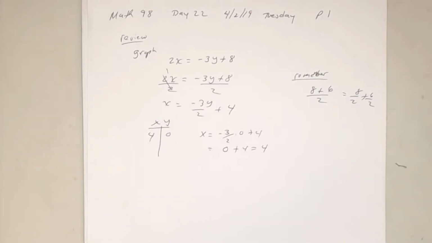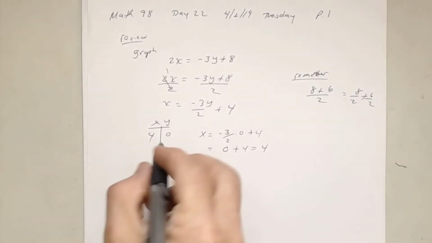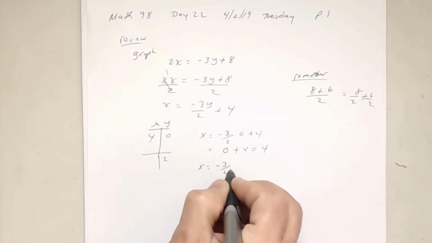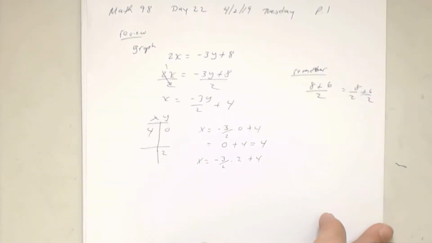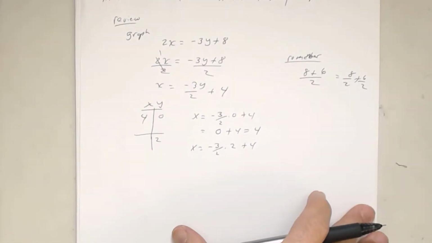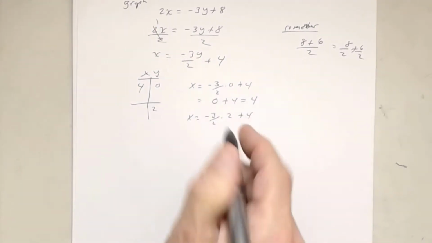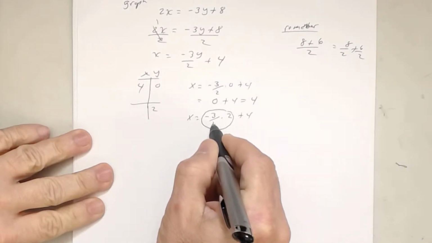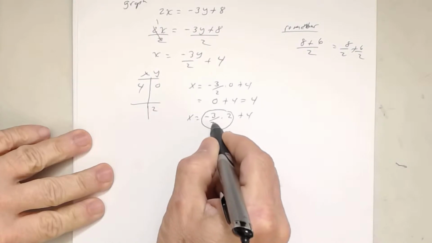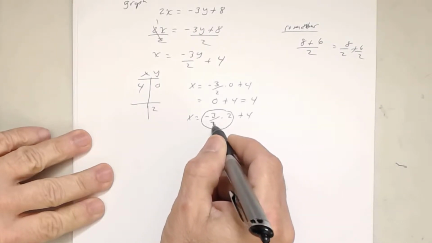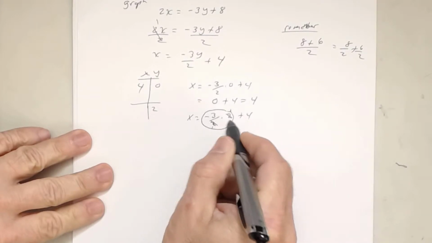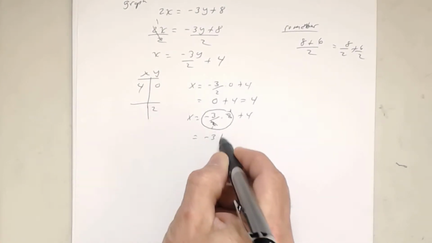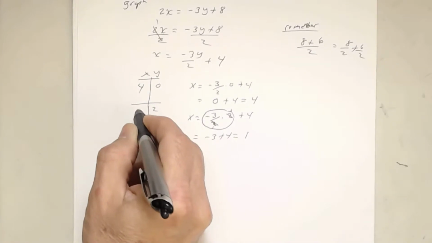What's another nice number to use for y? 2. So if y is 2, I get x equal negative 3 halves times 2 plus 4. Remember, the whole point of choosing a number that's divisible by 2 is so this denominator is what number? 1. We want this denominator to be 1. So 2 divided by 2 is 1. This product I have circled is what product? Negative 3. And negative 3 plus 4 is 1. So that's my x coordinate.